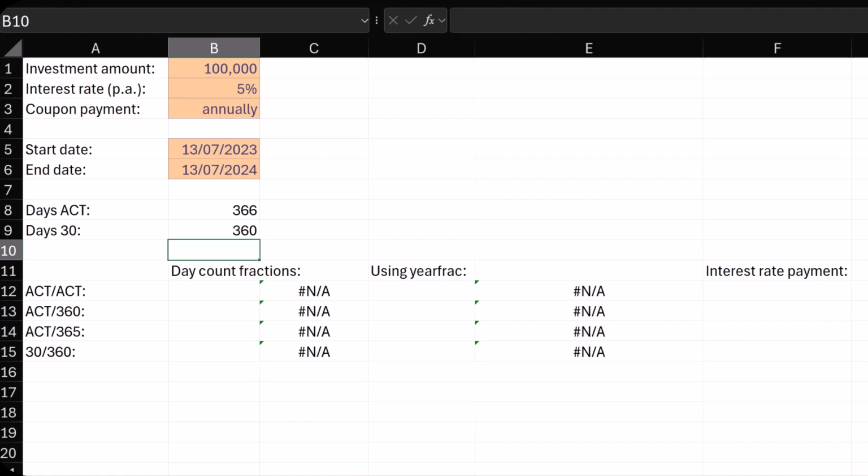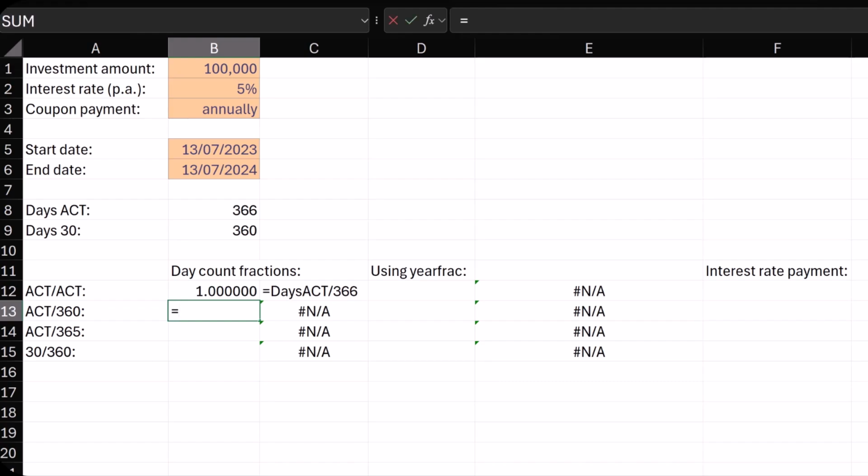Now, we turn day counts into fractions of a year. Let's start with actual. Here, we take days act and divide by 366 because in this case, the year has 366 days. So 366 divided by 366 equals 1. Meaning, under actual, this particular 1 year period counts as exactly 1 year.